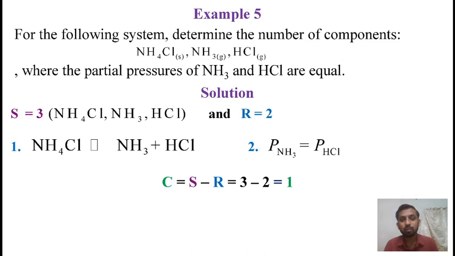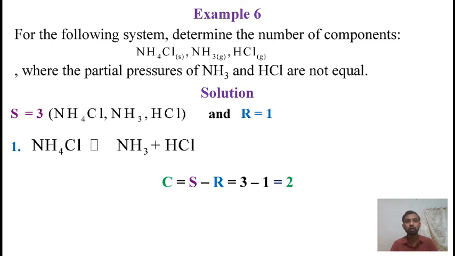We have to determine the number of components for NH4Cl, ammonia gas and HCl gas where the partial pressures of ammonia and HCl are equal. Now from the given system, S is equal to 3 and R is equal to 2. The first one is NH4Cl in equilibrium with NH3 and HCl, and the second one, partial pressures of ammonia and HCl are equal. Therefore C is equal to 3 minus 2 is equal to 1. The same question is asked with a different condition where the partial pressures of ammonia and HCl are not equal. Therefore S is equal to 3 and R is equal to 1, because here partial pressures of ammonia and HCl are not equal. Therefore C is equal to 3 minus 1 is equal to 2.